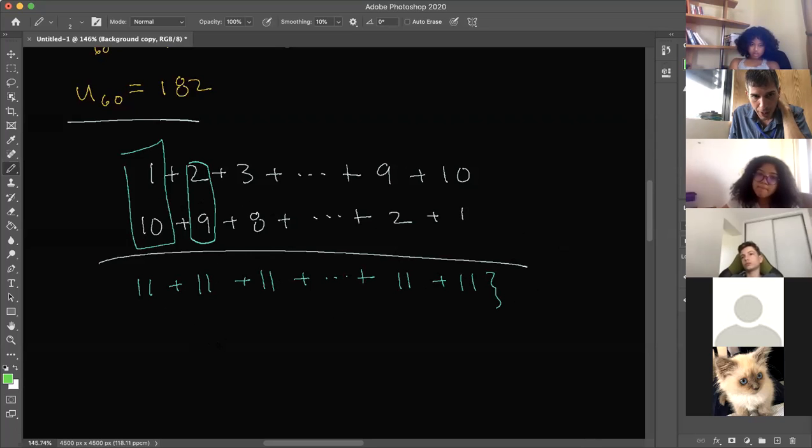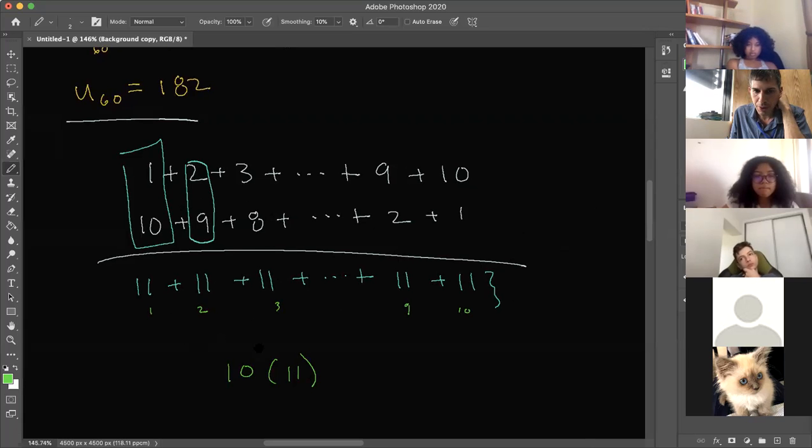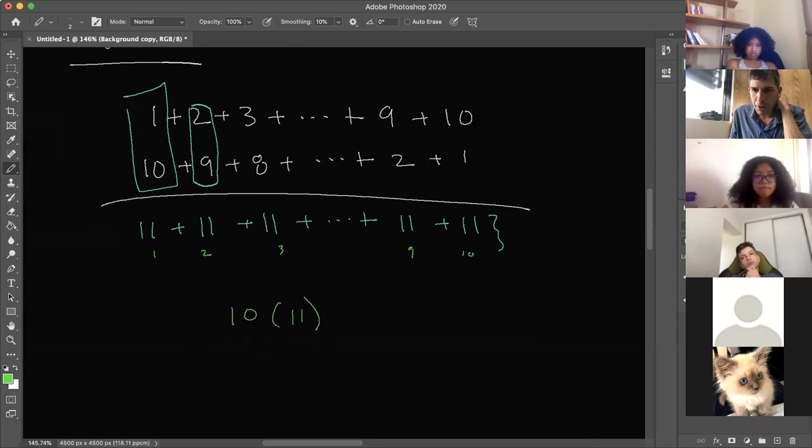10? Yeah, 10, because this was first, second, third, ... 9, and 10. So there are 10 times 11s, okay? Now, how many times did I add these numbers together? How many times did I add 1 through 10 together? What did I do to get this? Yeah, I had to do it 2 times, right?